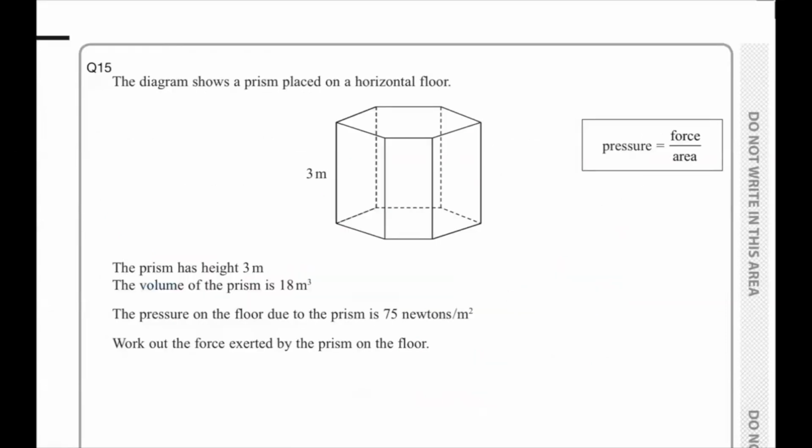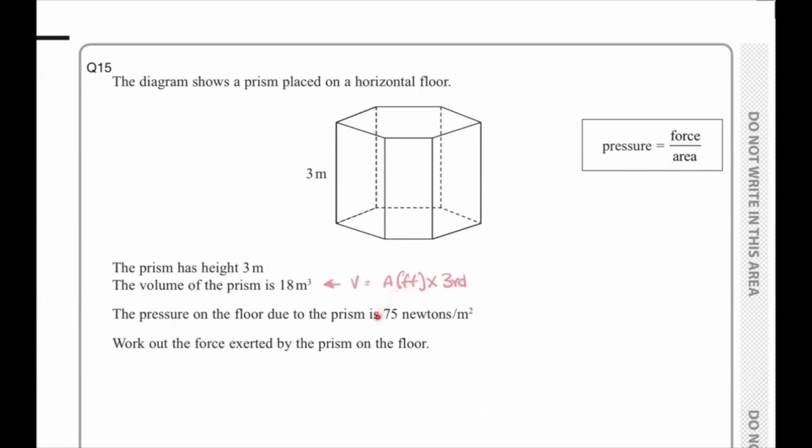Okay, so question 15, we've got a prism again. We've been told its height is 3 and that the volume is 18. Now, if we've been given the volume, probably means that we're going to need to use it. So remember, volume is the area of the front face times by the third length. If we look at this formula in the box, there is no volume, but there is area. And area in this formula is also area in this formula. And that's where the link is in this question.